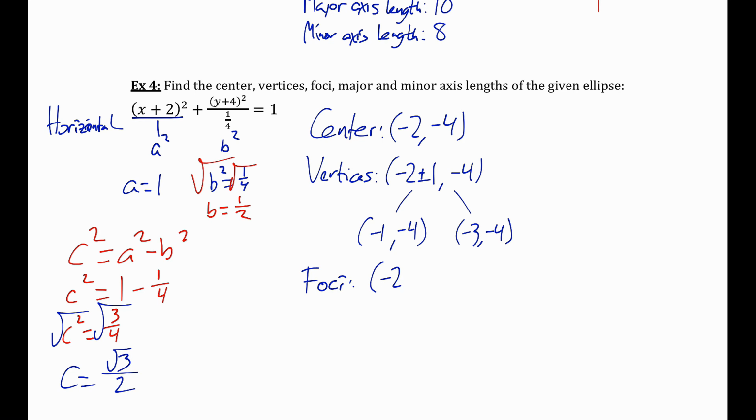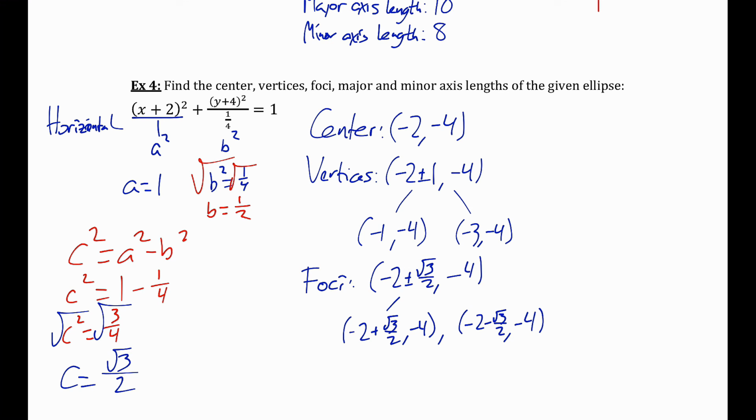Again, it's going to be -2 plus and minus that square, sorry, I'm getting ahead of myself. No, that was right. The square root of 3 over 2, that's our c value. So to go from the center to the foci, you add and subtract the c value to the x value. Now again, this one's not super nice, so if you do want to write them separately, it'd be (-2 plus the square root of 3 over 2, -4), and then the other one would be (-2 minus the square root of 3 over 2, -4). Those are not the nicest ones to deal with, but that's okay.